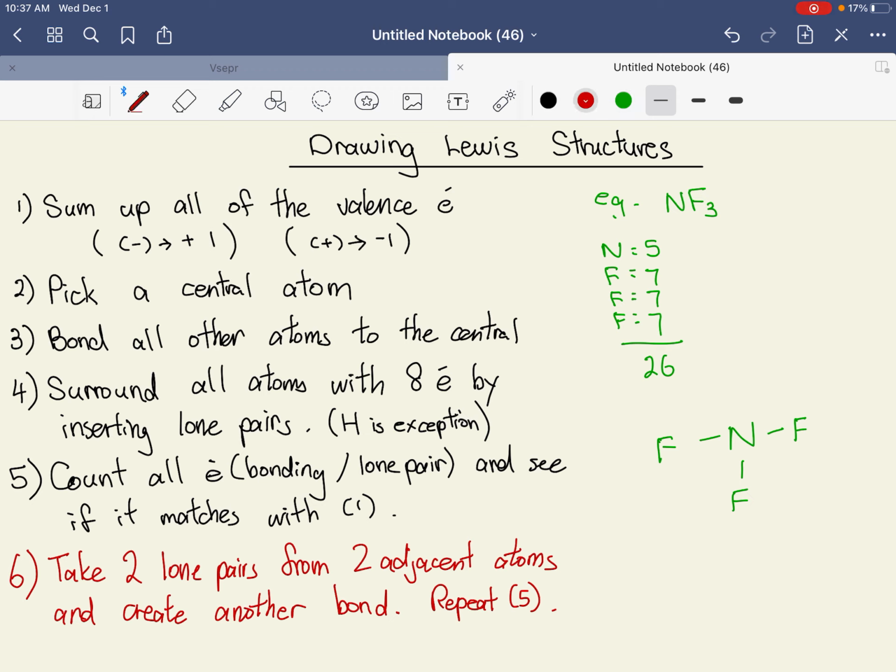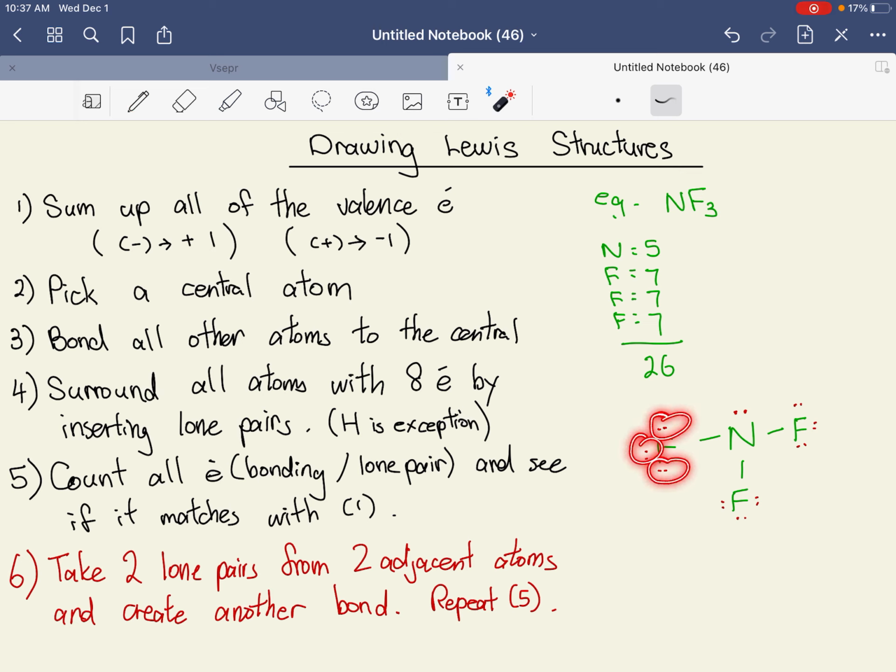Okay, nitrogen has 2, 4, 6. Okay, 1 lone pair for you, nitrogen. Fluorine, each one of these are surrounded by 2, so I need 3 more. 2, 4, 6. 2, 4, 6. 2, 4, 6. There you go. Everybody is surrounded by 8 electrons. How nice is that? Let's count.